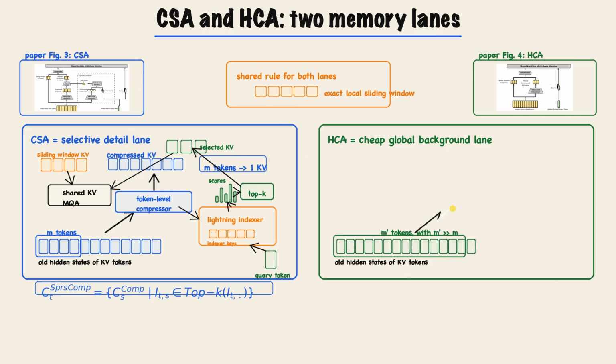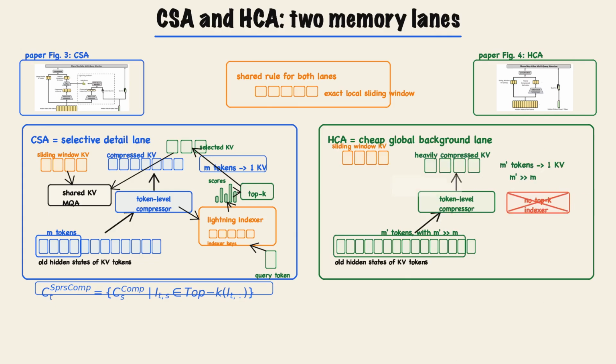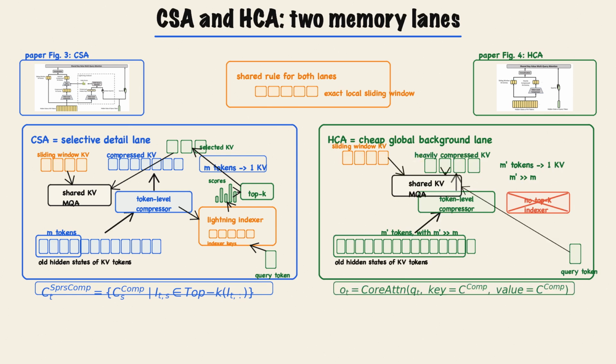Now compare HCA on the right. It uses a much larger group, M', where M' is much bigger than M. So it is more aggressive than CSA. Yes, many old tokens collapse into one heavily compressed KV entry. But I do not see a lightning indexer or top K selector here. That is the point. HCA reads the compressed background densely because there are far fewer blocks. It also adds the same exact sliding window for recent local detail.